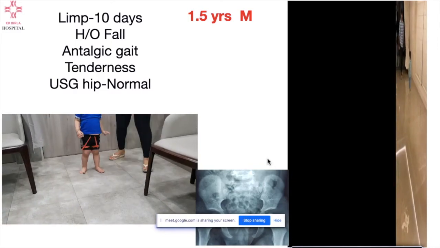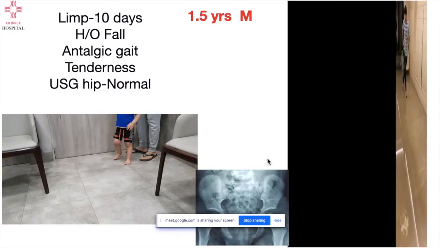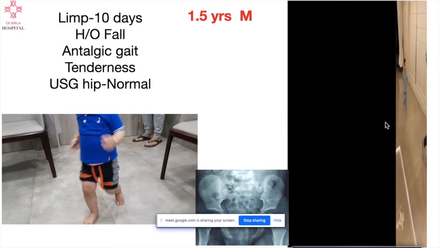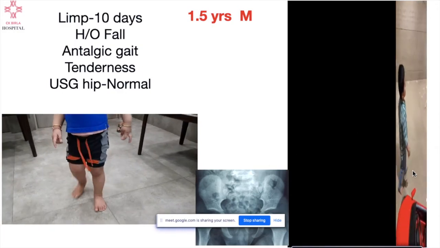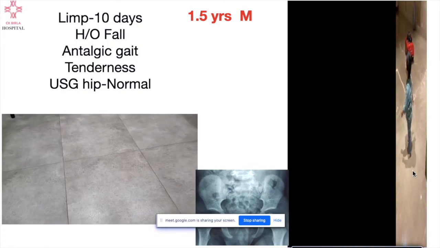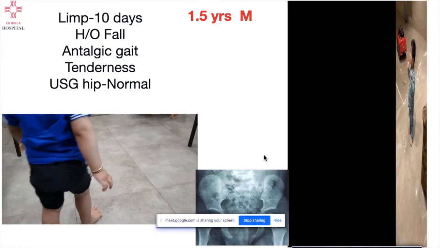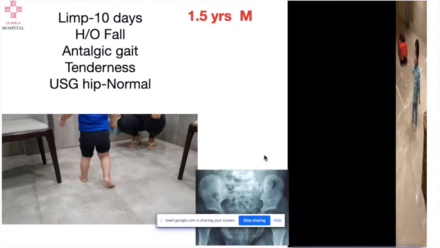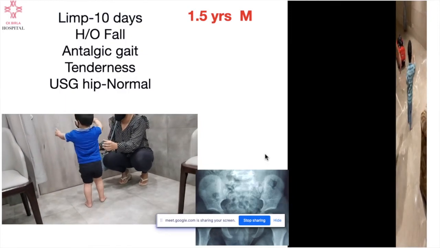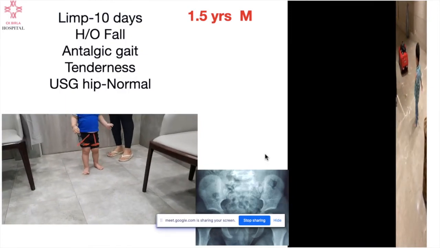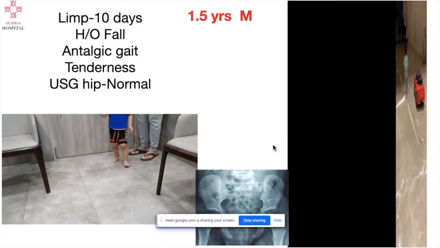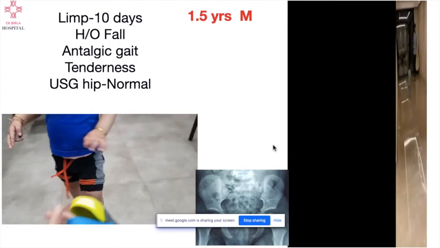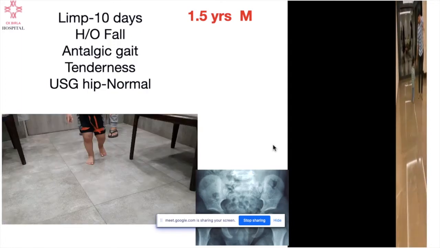So we did nothing. We only observed, gave anti-inflammatory, and within 10 days we will see the child running. No treatment was given, just observation, some anti-inflammatory for 4-5 days, and the child is fine. So this is a transient synovitis, not septic. Okay, a non-toxic appearance, nothing to make us think of septic. This was transient synovitis, at 1.5 years of age.